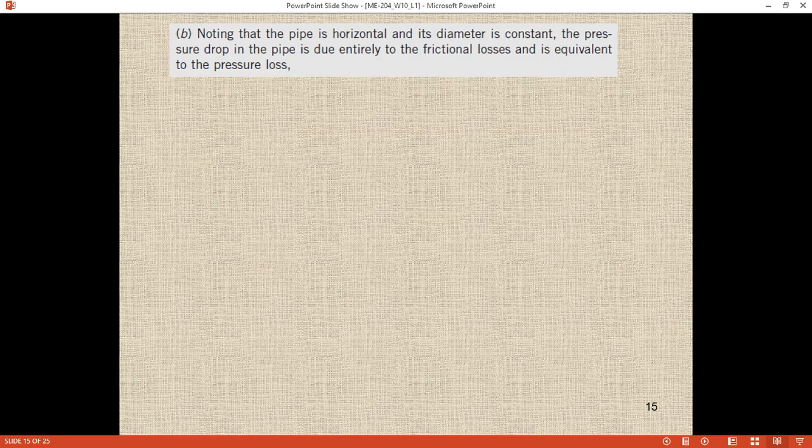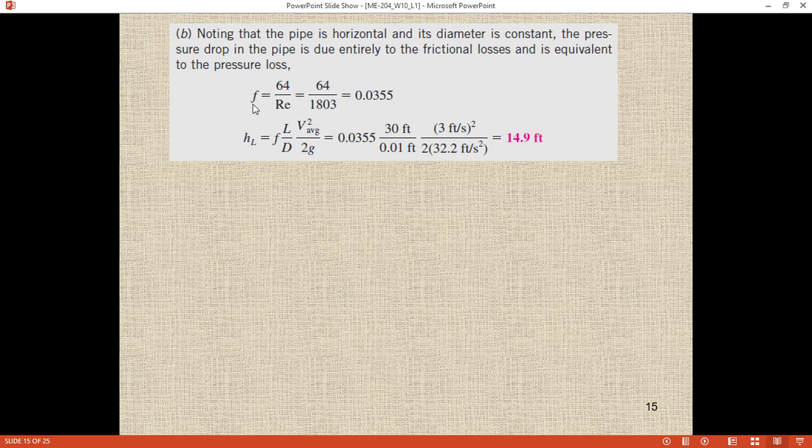Now, noting that the pipe is horizontal and its diameter is constant, the pressure drop in the pipe is due entirely to the friction loss, and it is equivalent to the pressure loss. The pressure drop is basically due to the surface roughness or the friction losses. This is the friction factor. To find the head loss, this is the formula we have. In the formula, velocity is known, length is known, diameter is known. The only unknown is the friction factor.